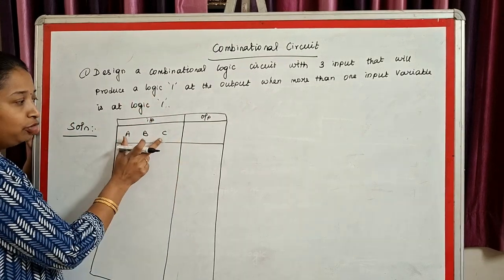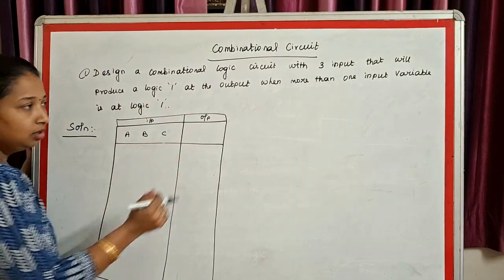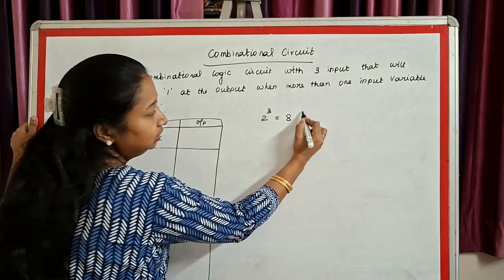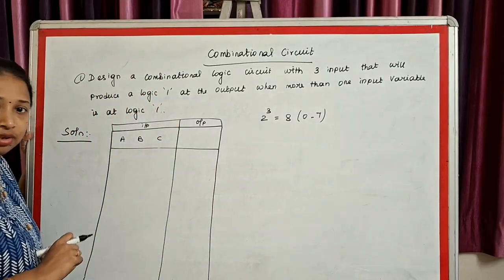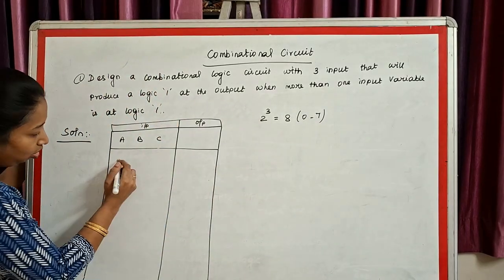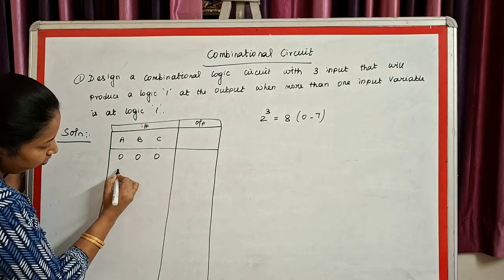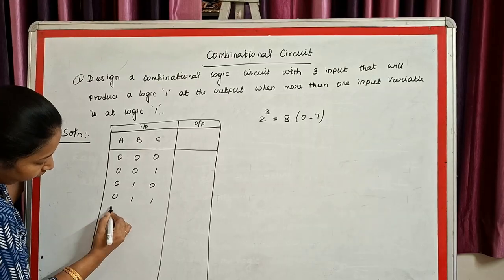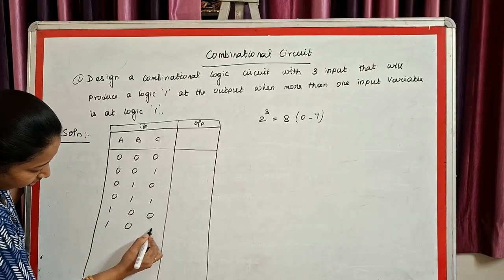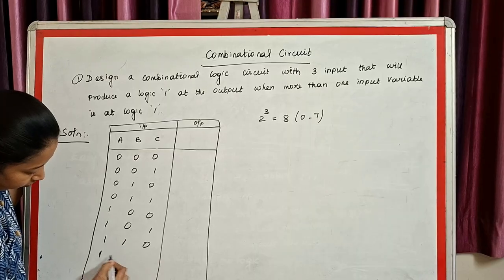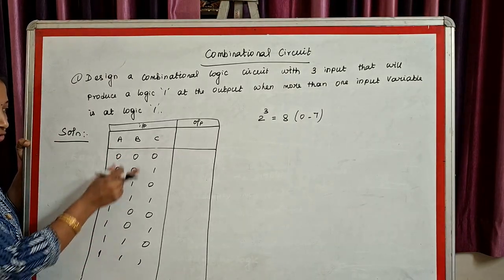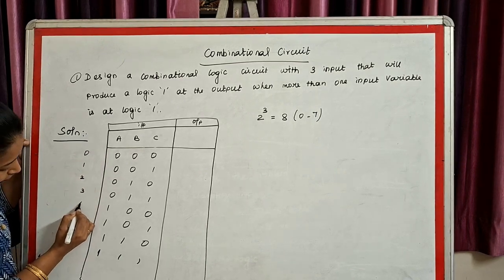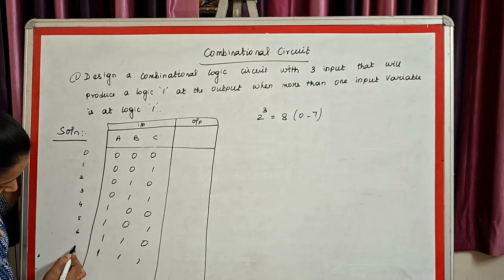Before that, for 3 inputs, how many combinations can there be? 2 power 3, that is equal to 8 combinations we can get. That is 0 to 7. Write down the combinations first. It is 000, 001, 010, 011, 100, 101, 110, 111. These are my 8 combinations for 3 variables. Give the equivalent decimal. It is 0, 1, 2, 3, 4, 5, 6 and 7.